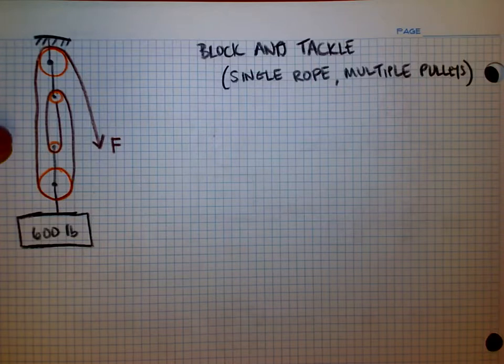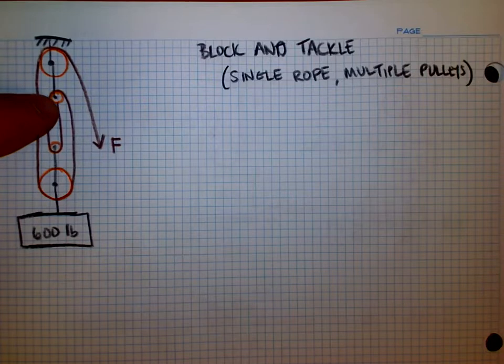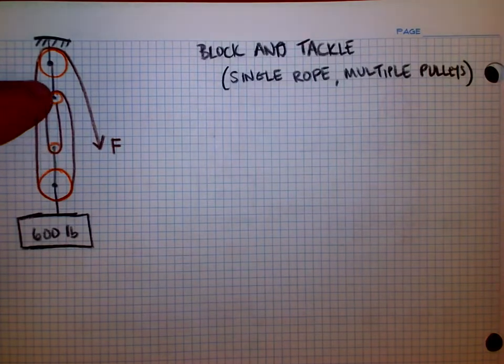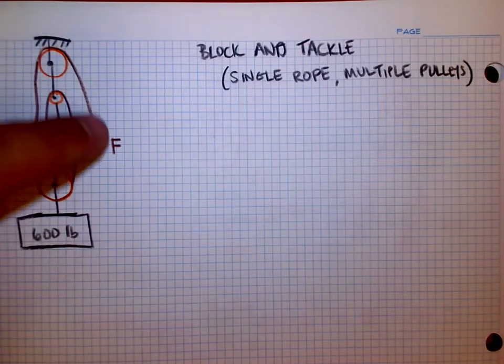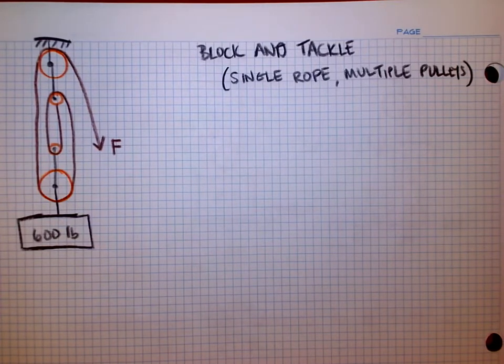And with those pulleys we have a single rope. So this rope here that's brown, it's tied to this pulley here, but it comes down and it loops around and around and around and around until I end up pulling downward on the outside. I'm trying to lift a 600-pound force using this block and tackle system. And the question is what is the mechanical advantage?